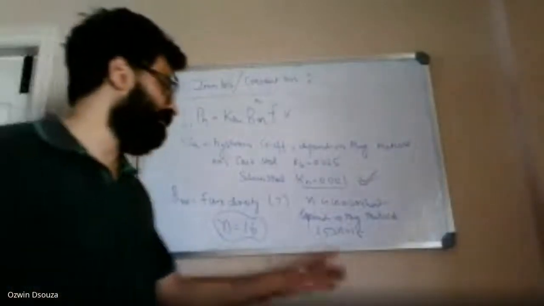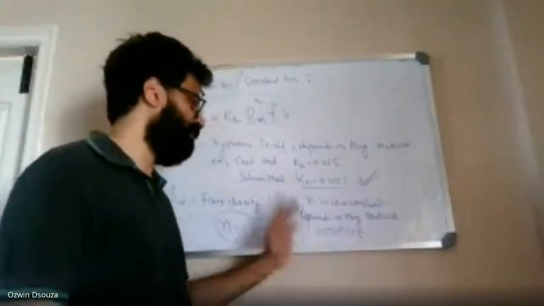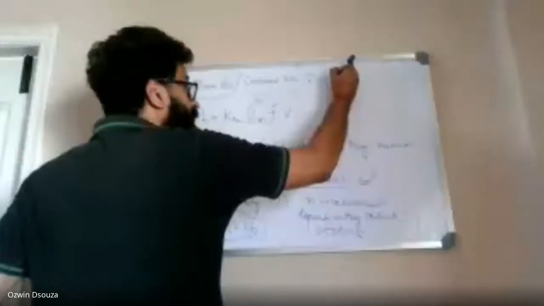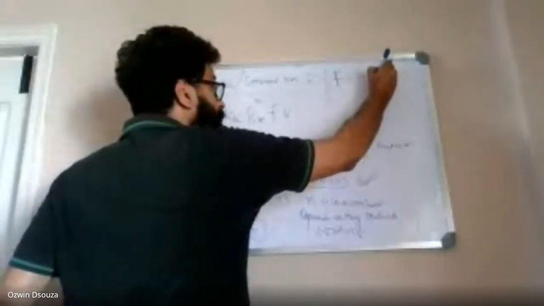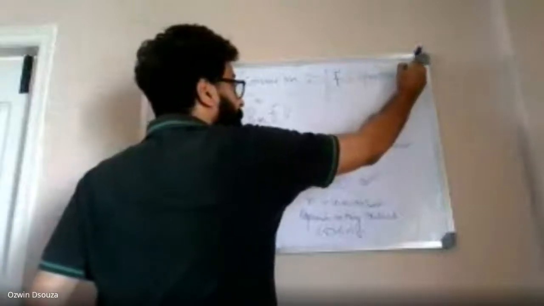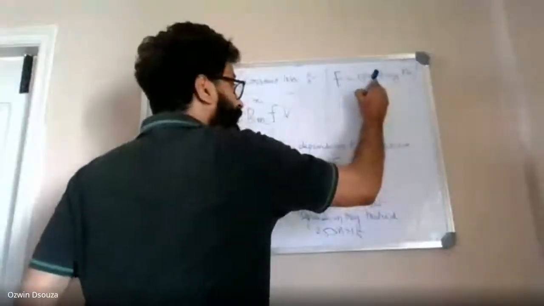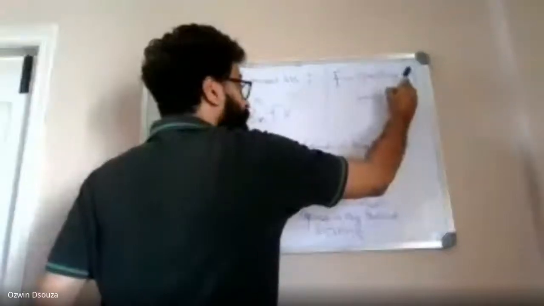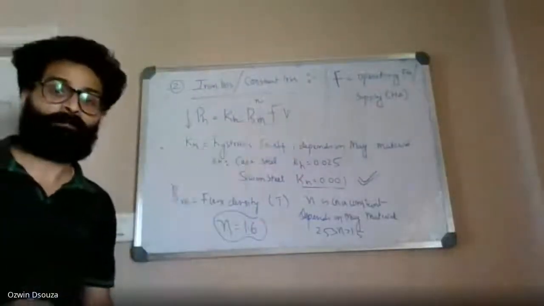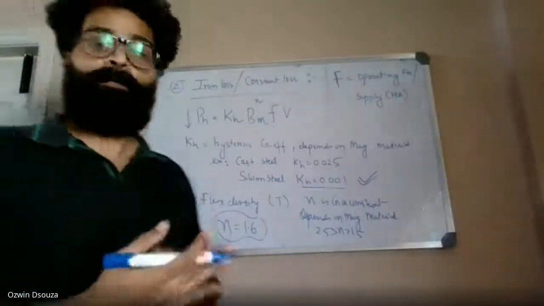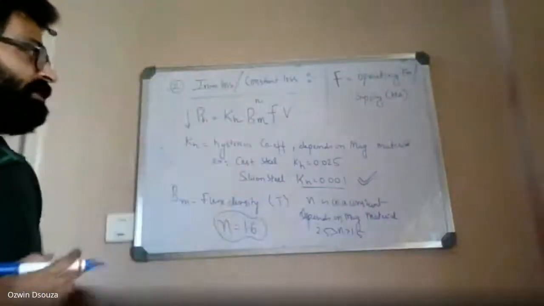To be precise, the value of n varies between 1.5 to 2.5. Okay, that's about flux density. F is nothing but operating frequency or supply frequency, one and the same, expressed in hertz. You can see that your hysteresis equation does not have any current term, and current depends on load. That's what I was trying to tell you.